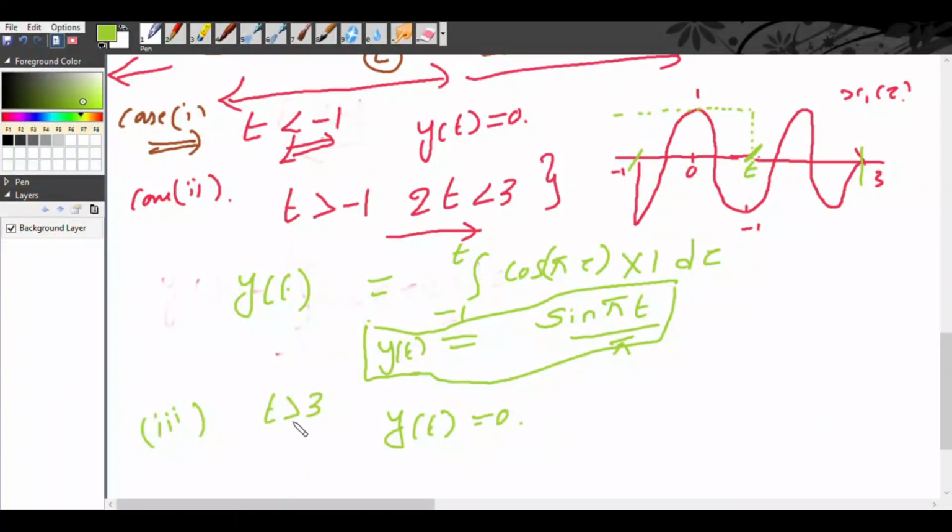Okay. What happens when t is greater than 3? For t greater than 3, let me draw this particular graph. Let me draw it again.